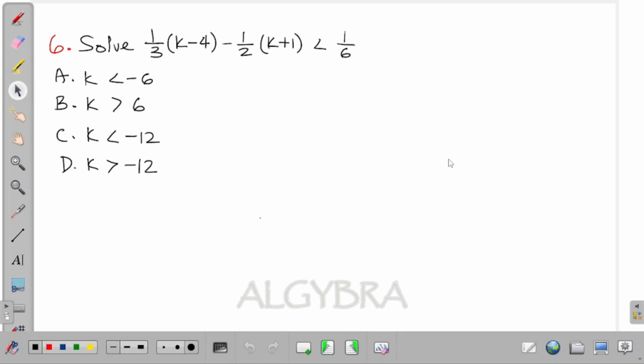So in today's video, we're going to solve the sixth question of the WAEC Mathematics 2026 past questions. We have here to solve 1/3(k - 4) - 1/2(k + 1) < 1/6. This is actually an inequality question. So we're asked to find the value of k that satisfies a particular inequality, right?